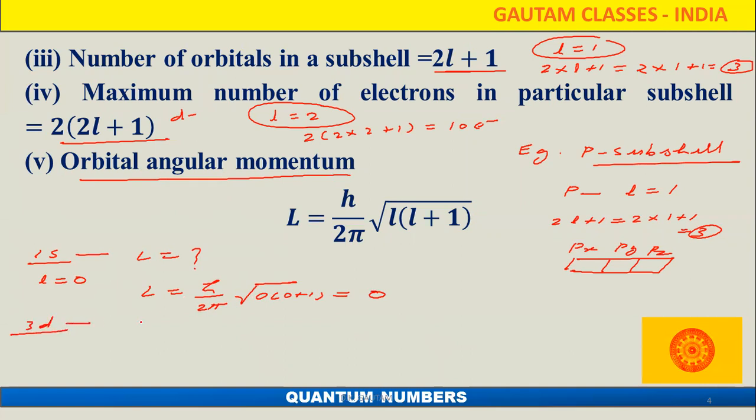What about if it is written 3D? For 3D, what is the orbital angular momentum? Here the L value is 2, because for the D subshell the L value is 2. So it is h upon 2 pi, root of 2 into 2 plus 1. That means h upon 2 pi root 6. So I hope everybody got the idea of what type of question is coming and how we are going to find that.